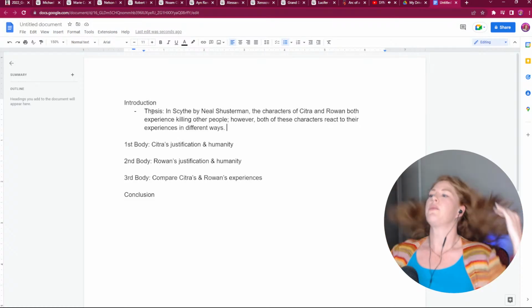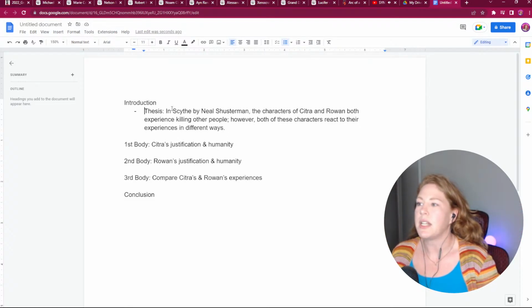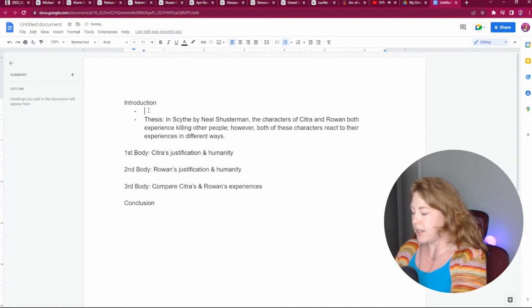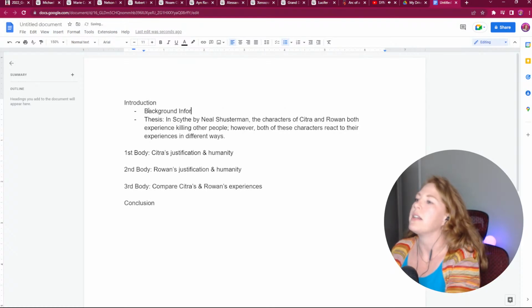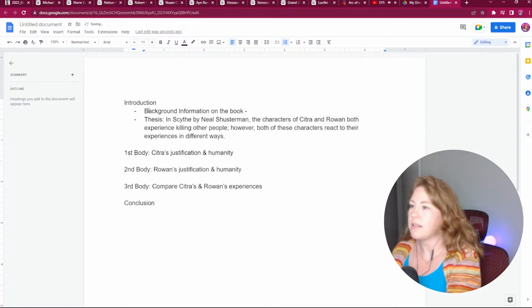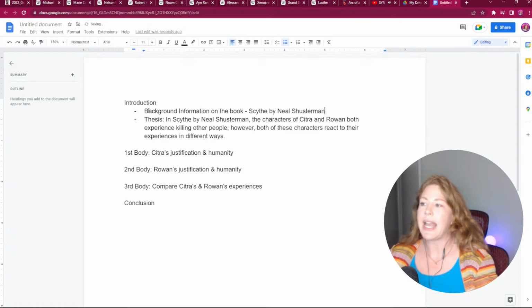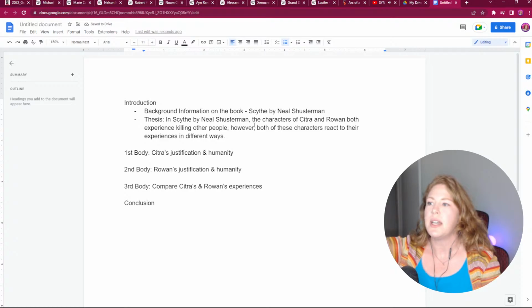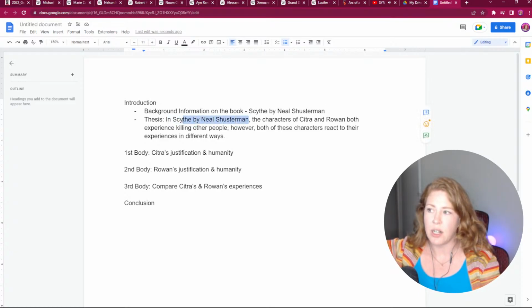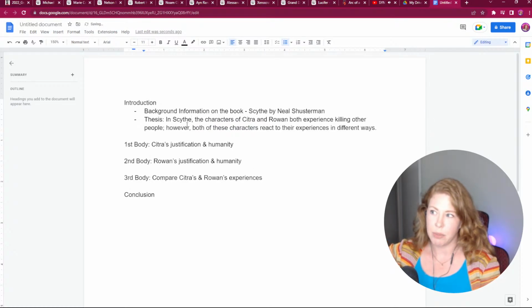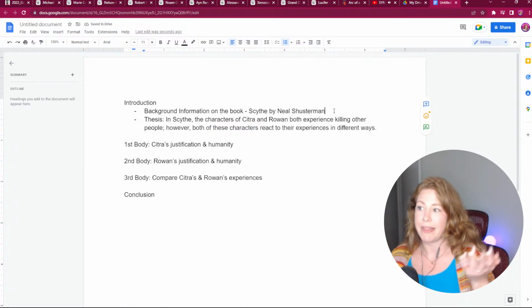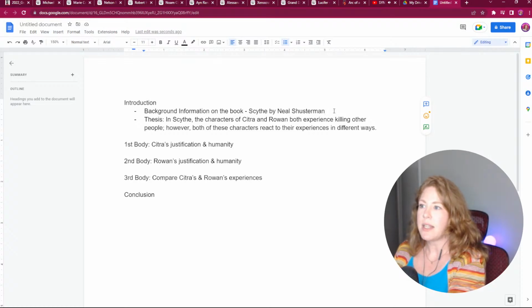Okay, so we have an introduction, we have a thesis. Obviously, I'm going to need some other information in there. Probably before my thesis, I'm going to want to give some kind of background information on the book. The book is Scythe by Neal Shusterman. And if I do talk about the title and the author in my background information, I won't have to put all of this in here. I might just put in Scythe, or in the book, right? I don't even have to put the title at that point. But we're coming back to it.